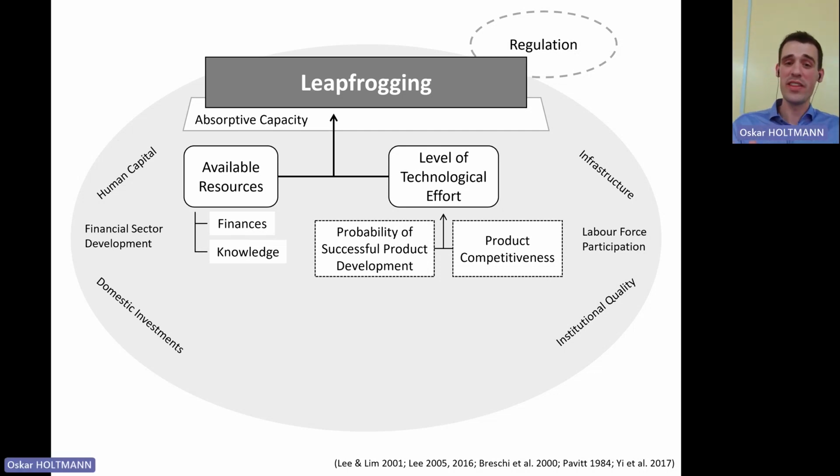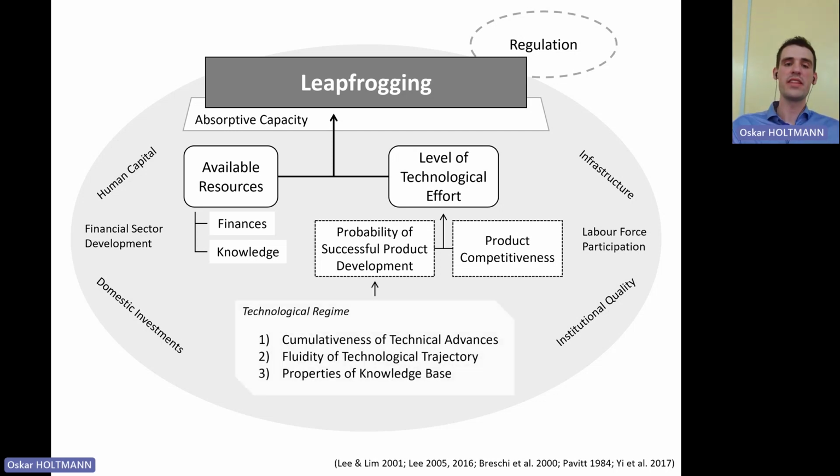And this is now where the main argument comes in. The probability of successful product development, again, depends on the technological regime within an industry. And they name three elements that they find most important, or the most important characteristics of a technological regime. And that is for once the cumulativeness of technical advances. What that basically means is the frequency of innovation within an industry.